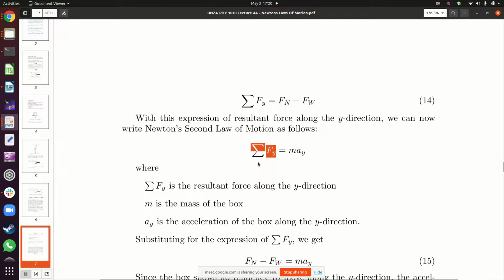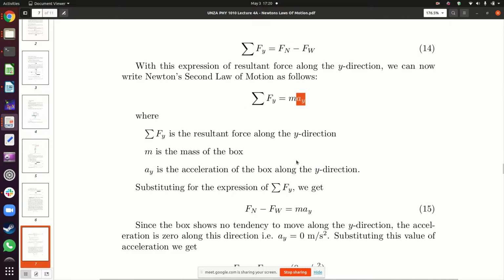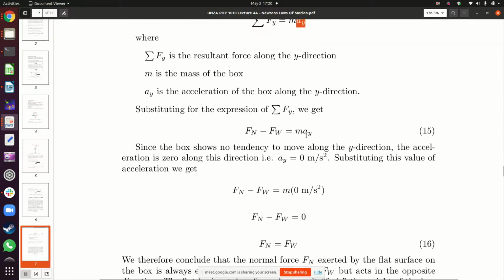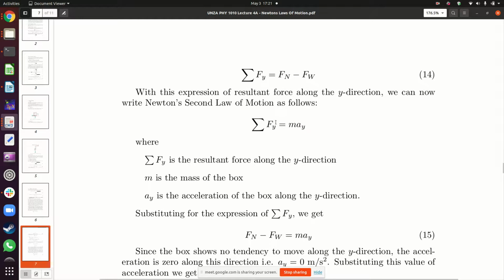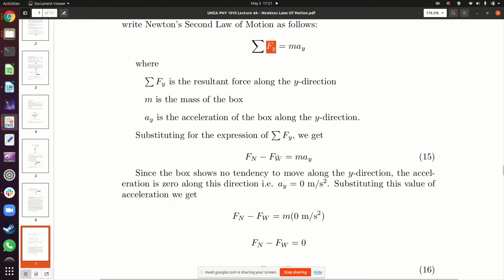The resultant force along the y direction is equal to the mass of the box multiplied by the acceleration along the y direction. So the resultant force won't change. It's just the normal force minus the weight of the box, equals the mass of the box multiplied by the acceleration. However, as I have mentioned before, the position of the box along the y direction, in the vertical direction, does not change. So it stays the same. If the position along the y direction does not change, it means that the acceleration along the y direction is equal to 0.